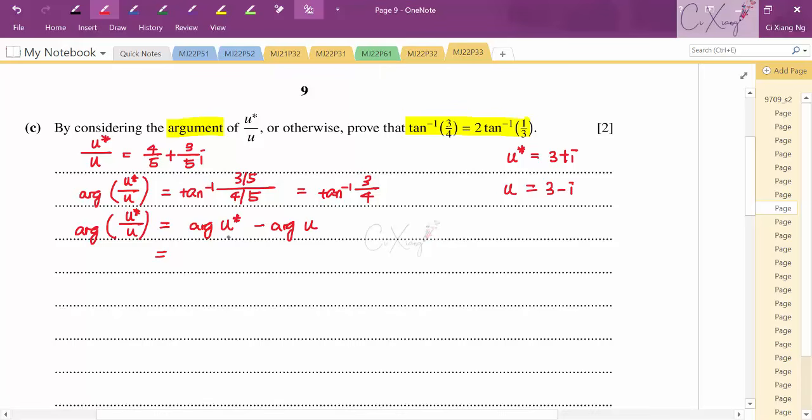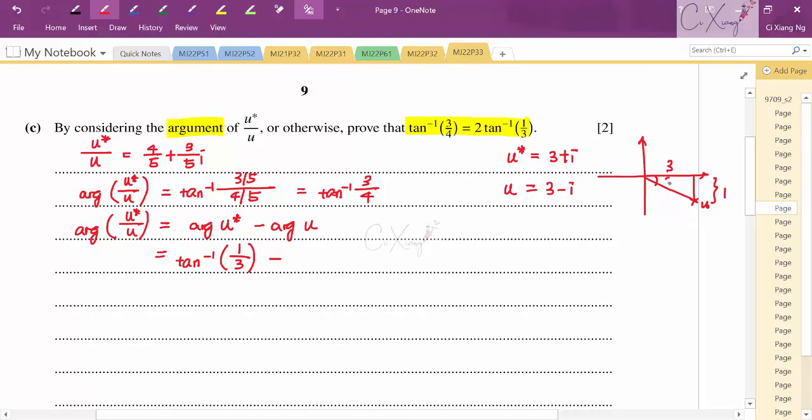Okay, so to get the argument for u star, it is in the first quadrant. Therefore, the answer should be tangent inverse y, which is the 1, divided by x, which is the 3, minus the argument of u. Okay, so for the argument of u, this is in the fourth quadrant. Let's say this is the u. So this part is a 1 and this is a 3.